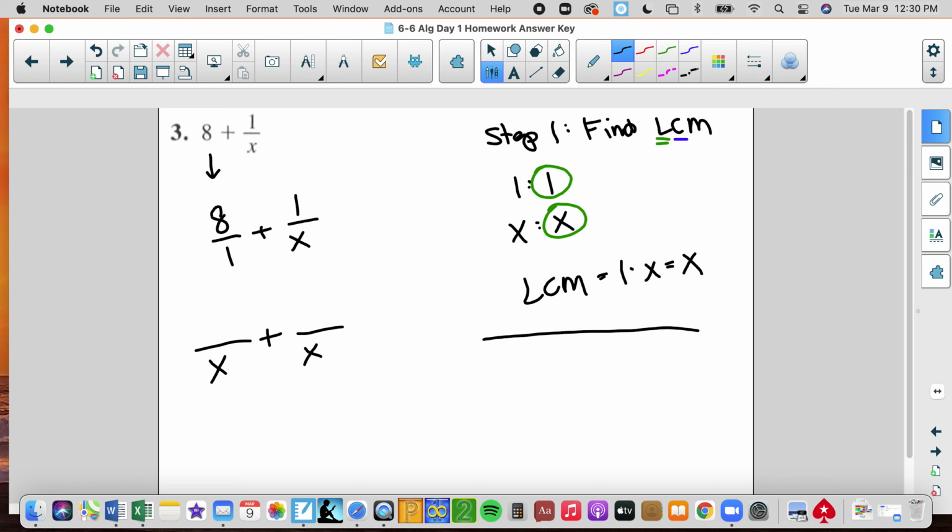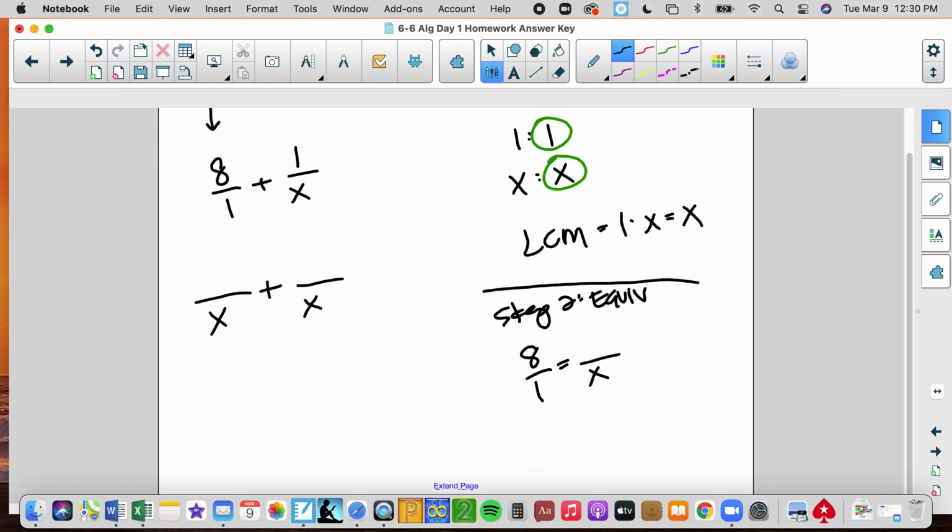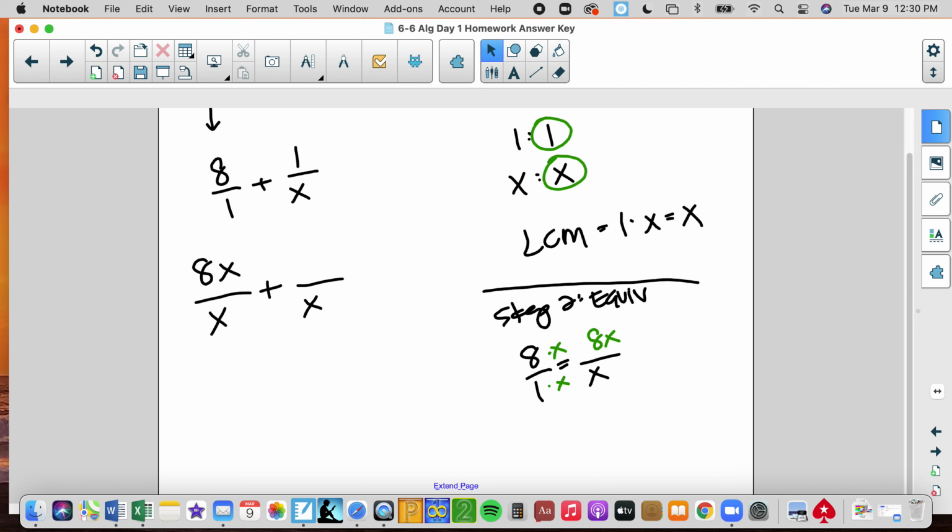Now we need step 2. Step 2 is equivalent fractions. So equivalent, 8 over 1 equals how many over x? So we ask, what do we multiply 1 by to get x? We multiply it by x. And so we have to multiply the numerator by x to keep it as an equivalency. 8 times x is 8x. So that is equivalent to that.